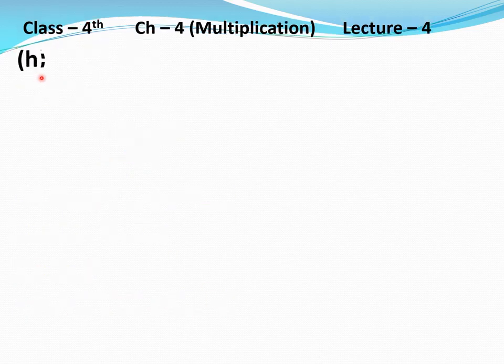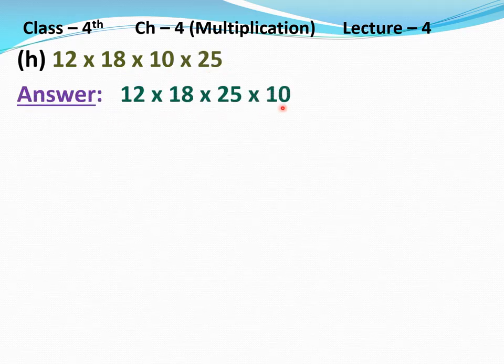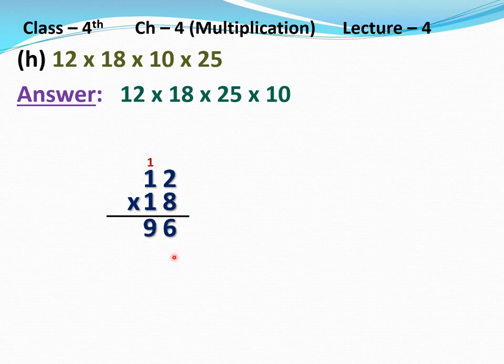Now H part. 12 multiply 18 multiply 10 multiply 25. Answer: 12 multiply 18 multiply 25 multiply 10. First multiply 12 by 18. Okay. See, 12 multiply 18. See, 8 2s are 16. Write 6 here and 1 carry. 8 1s are 8 plus 1, 9. Write 9 here. Now put 1 cross here.